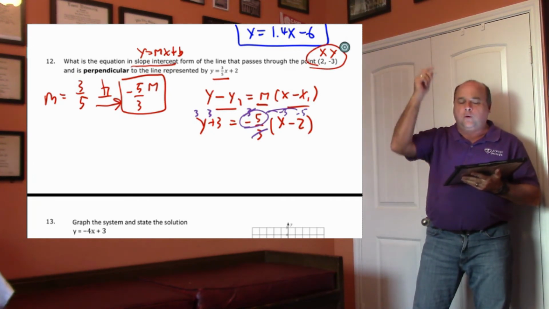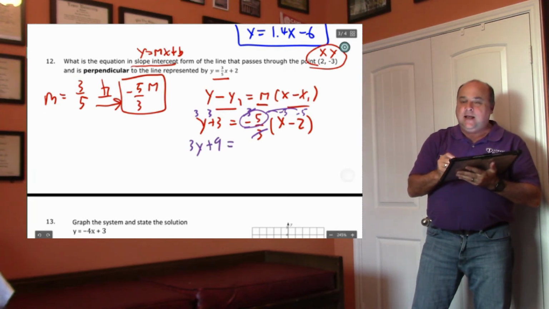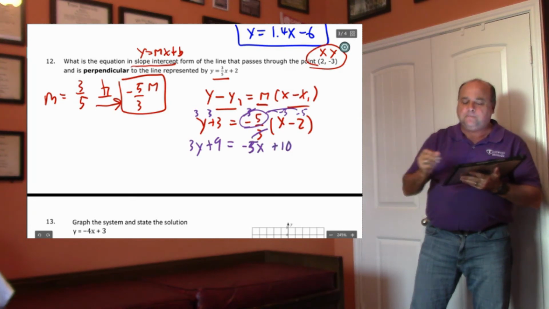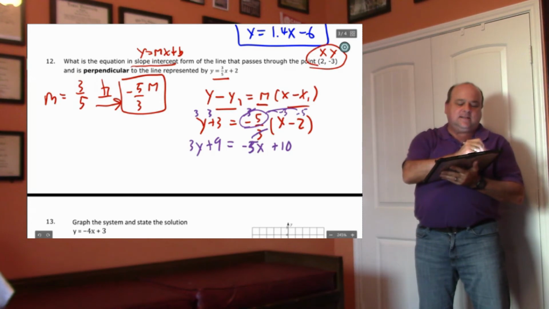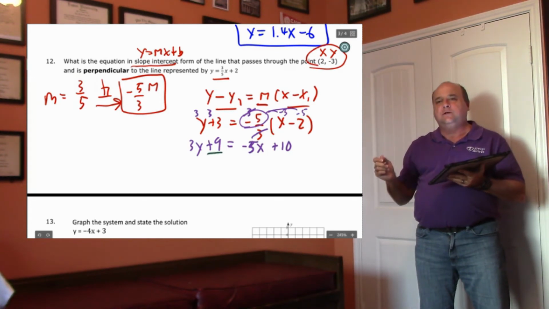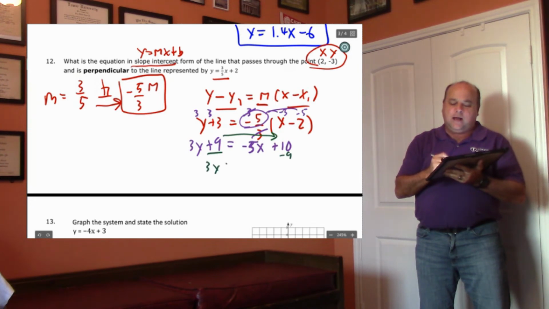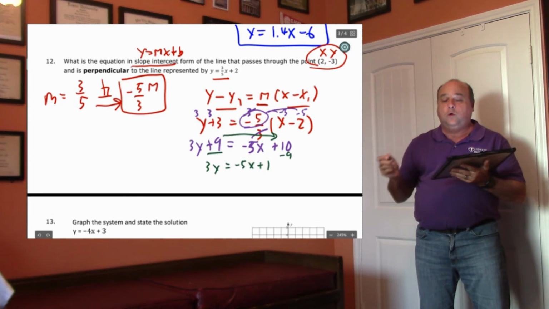We have to do 4 multiply problems. So 3 times y is 3y, 3 times 3 is 9, negative 5 times x is negative 5x, negative 5 times negative 2 is a positive 10. So I just multiplied the 4 numbers. The next step, you always move this number. So that number gets moved to the right. So we have 3y equals negative 5x, 10 minus 9 is positive 1.